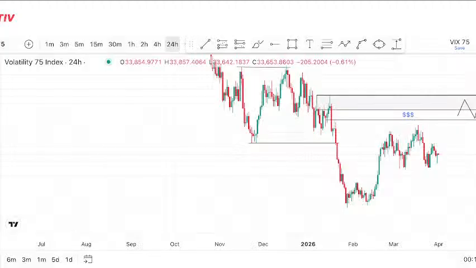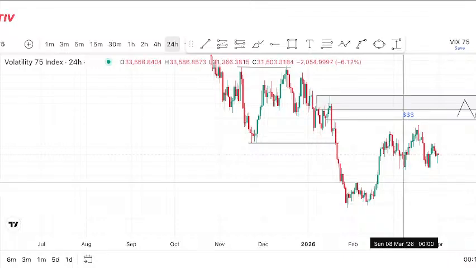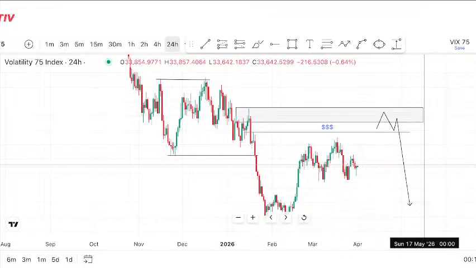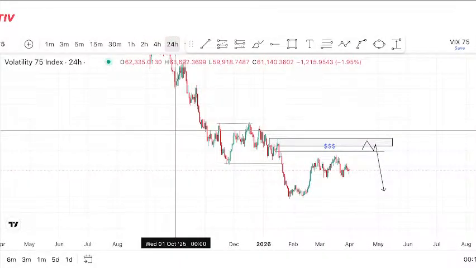Okay, so if you can see my chart clearly on volatility 75, you will know that we are currently in a downtrend. We are in a downtrend on volatility 75 because price has been trending downward.